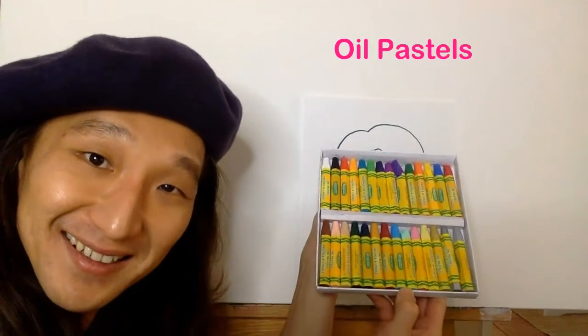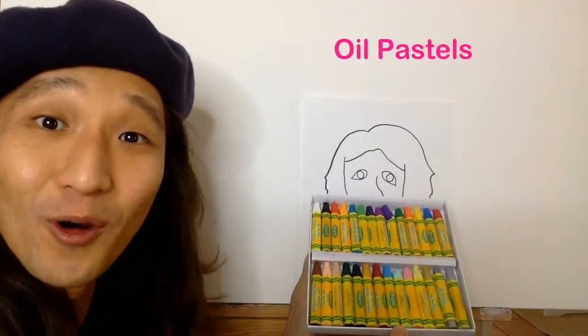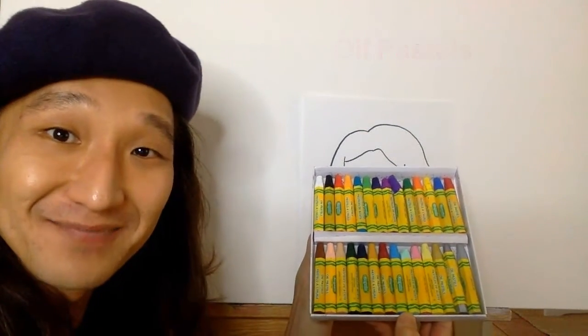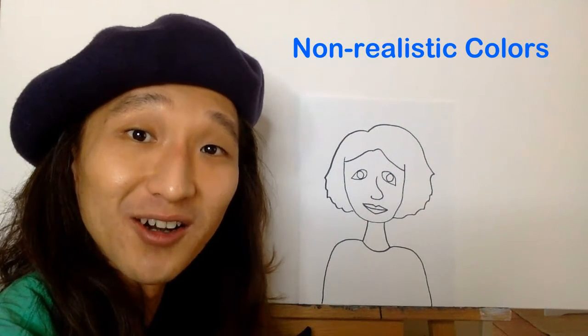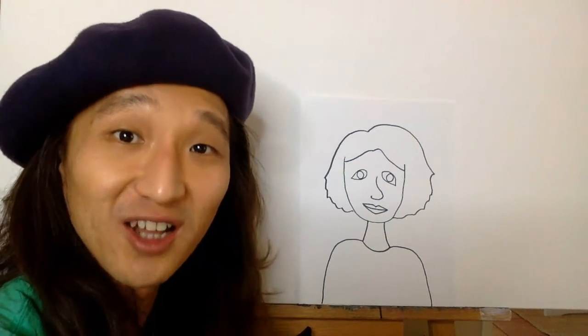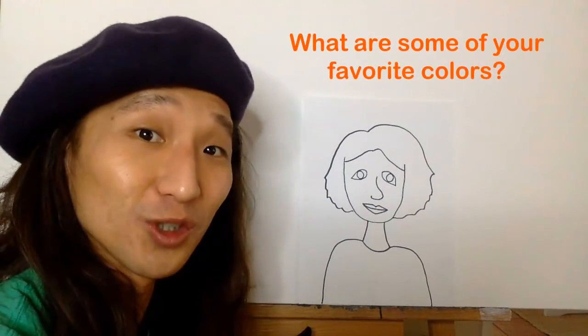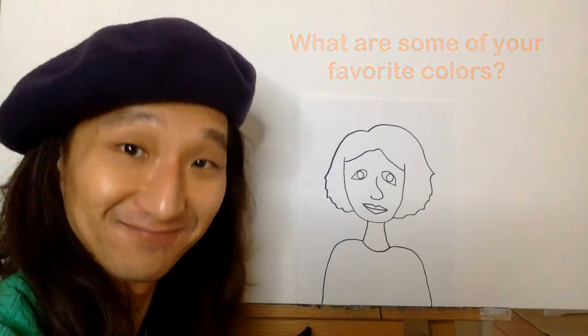Next, go ahead and find your oil pastels. We're going to color in our portraits using oil pastels. Remember, when coloring in your portraits, think back to the Expressionist artists. Think about how they use non-realistic color. Be creative with your color choices. Maybe you can choose some of your favorite colors. I really like the color green.